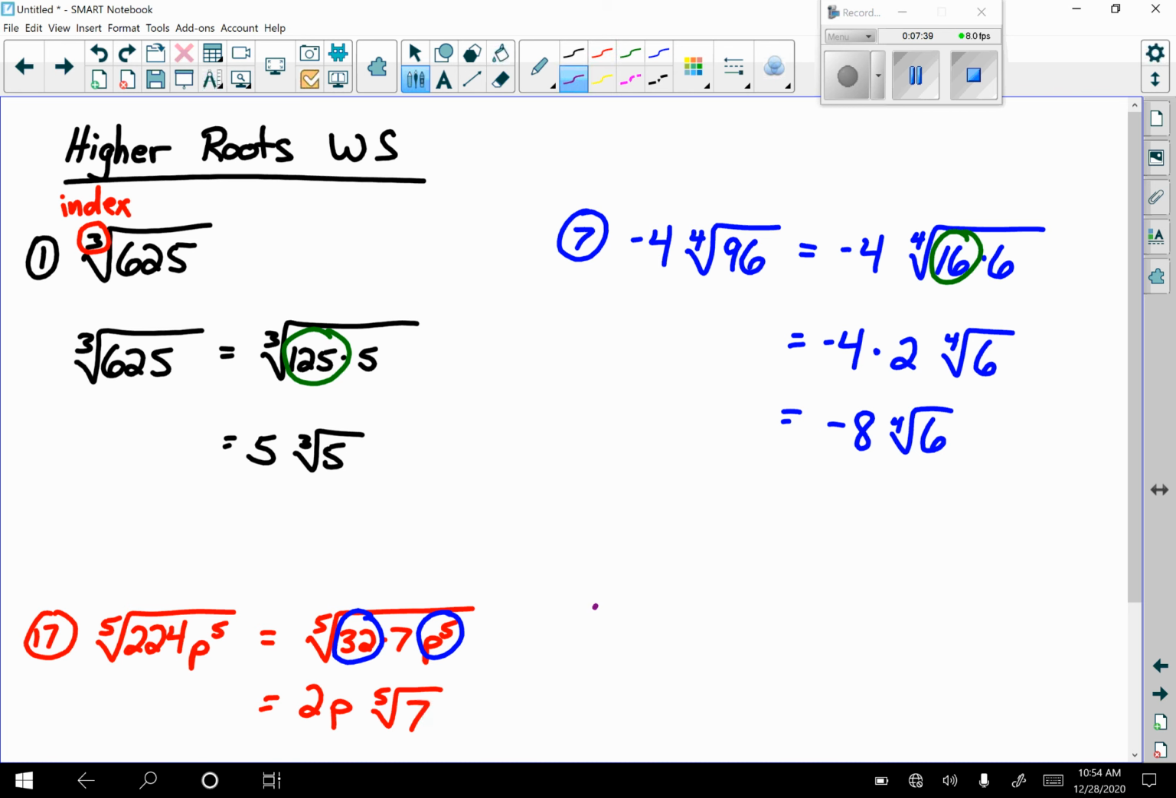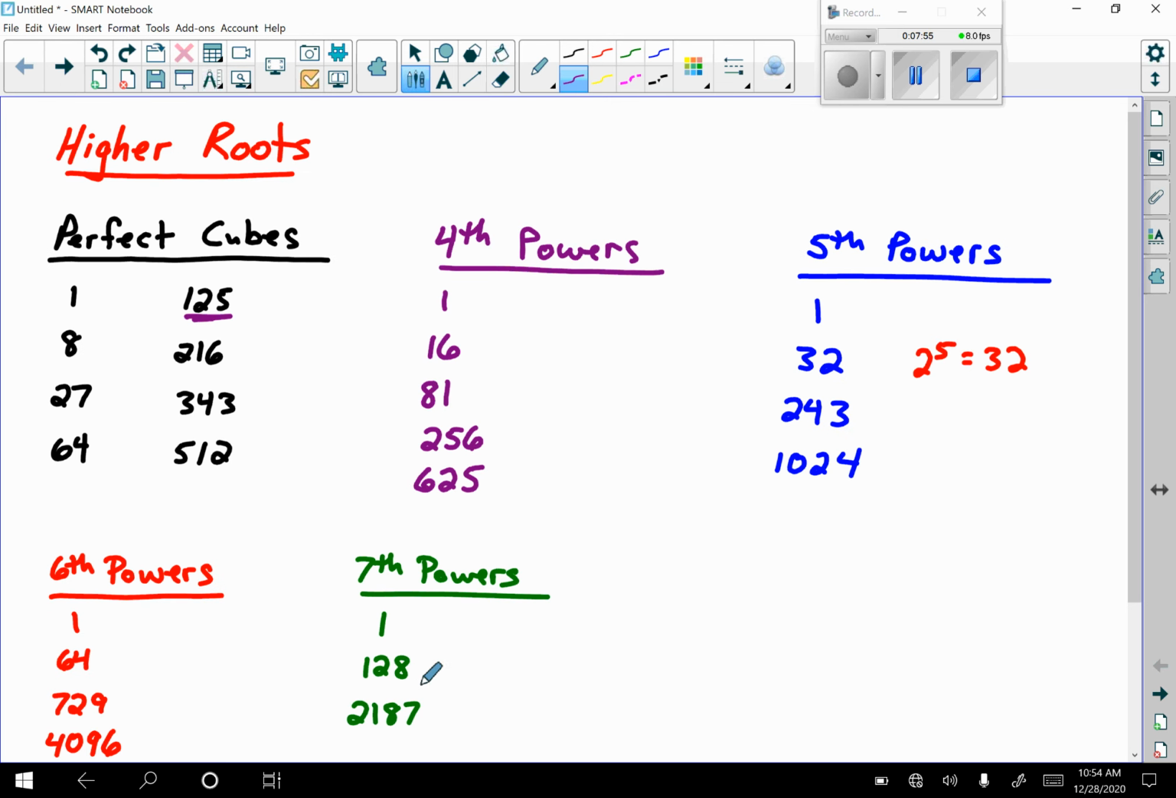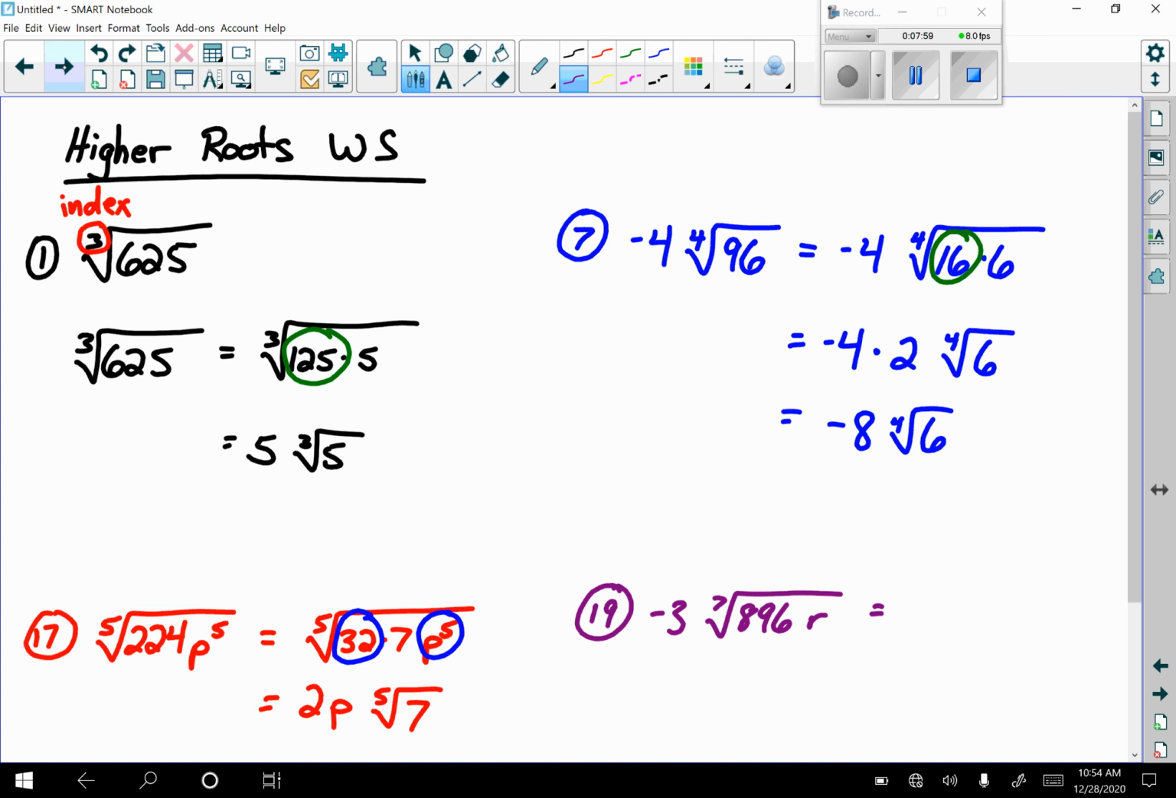Let's take a look next at number 19. We have negative 3 times the 7th root of 896 times r. All right, so let's go back to our list of 7th powers. We don't have too many numbers. 128 has to be it. So on your calculator, divide 896 by 128.